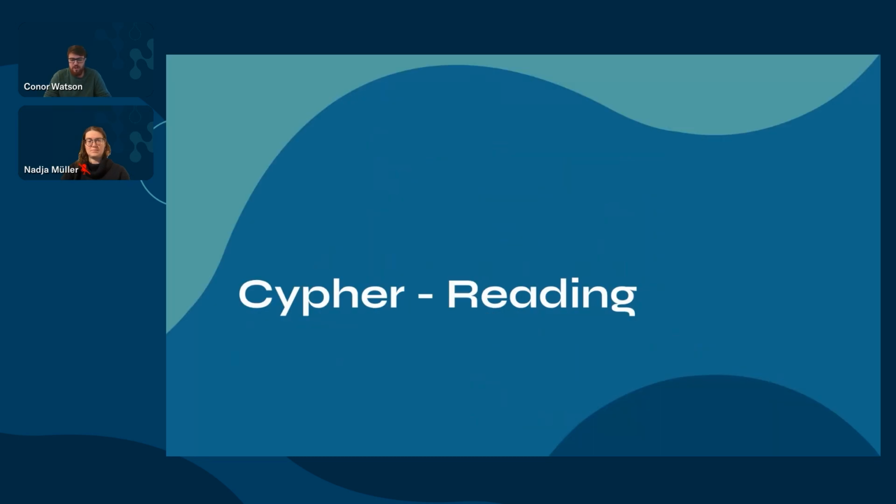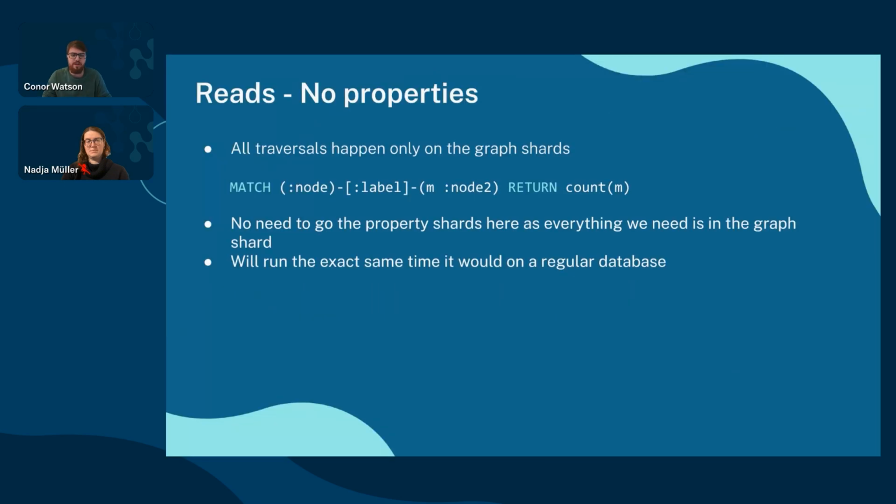Very quickly, sort of how we handle reading in this environment. If you have no properties when you do a read, so in this case, we just want to do a normal traversal, go from some node to some other node where it's joined by a relationship with a label, and then return that count. In this case, everything that we need to do this query exists in the topology. So therefore, we just stay in the graph shard. We don't do any network calls. Everything will remain the same speed that you have now and that you would expect, even though it's running in a multi-terabyte database.